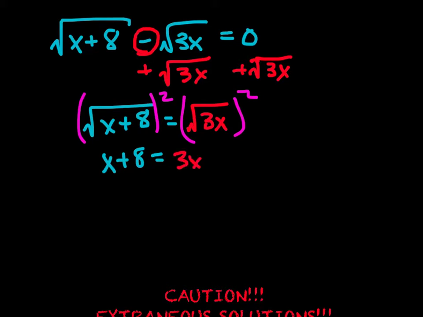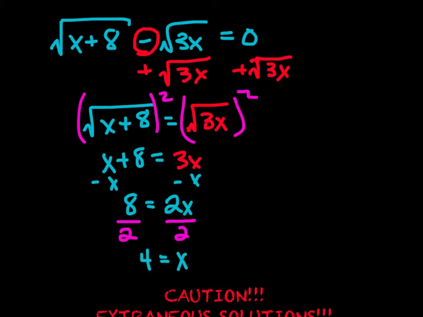From there, let's actually do a little bit of math work. We are going to subtract x from both sides so we can get our x's on one side and all of our numbers on the other. And we simply have 8 is equal to 3x minus x, which is equal to 2x. We're then going to divide by 2, and we get 4 is equal to x.